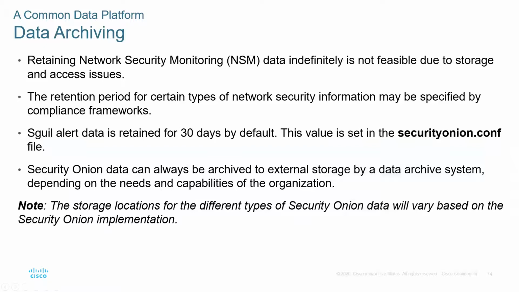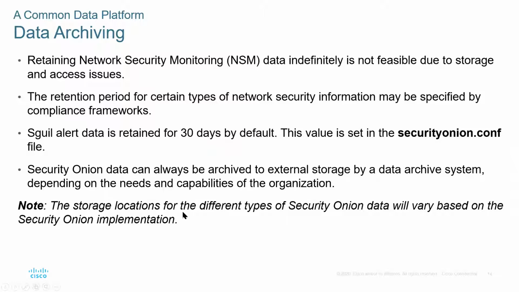Retaining this data indefinitely is not necessarily feasible due to storage and access issues. You can't retain information forever, and therefore the retention period for certain types of network data can be specified via compliance frameworks, for example, NIST frameworks. SQL alert data is retained for 30 days by default, and this value can be set in the securityonion.conf file. Security Onion data can always be archived to external storage by a data archive system, depending on the needs and capabilities of the organization.